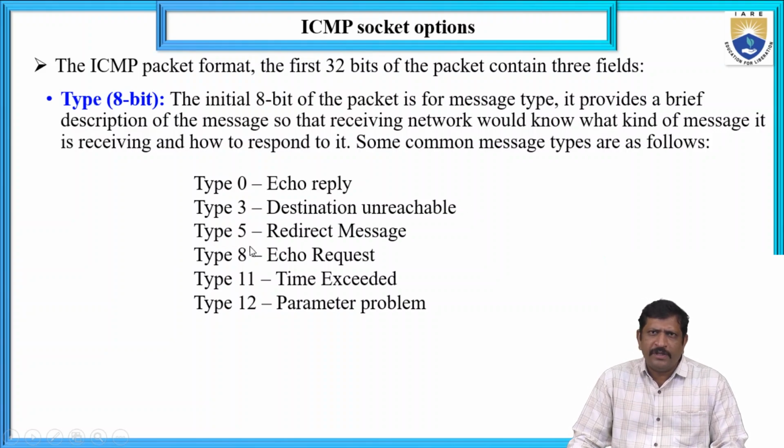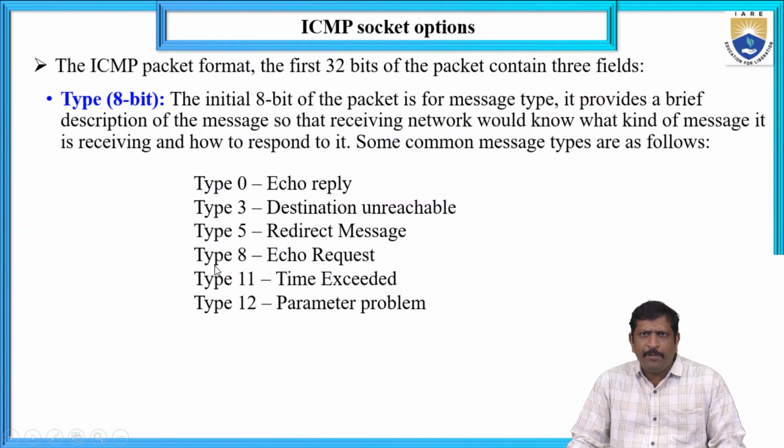So type 5 message now, which indicates the redirected message. Type 8 message is an echo request message. And a type 11 message, that is a time exceeded message. And a type 12 message, it is a parameter problem message. So these are the messages we are utilizing in ICMP and the packet format.